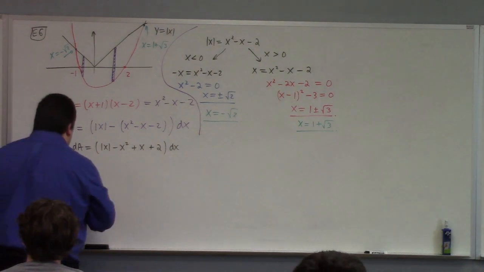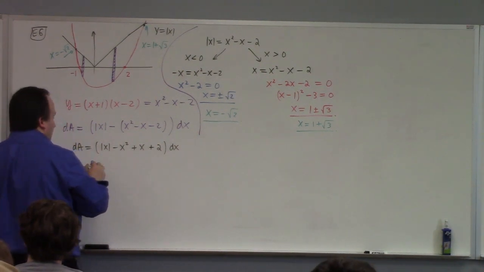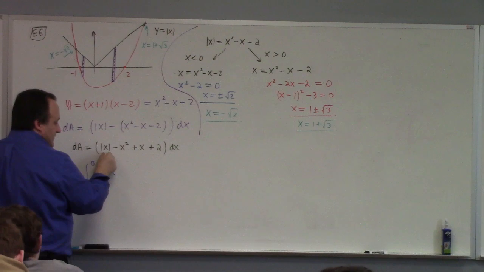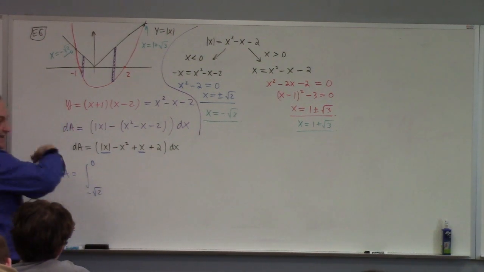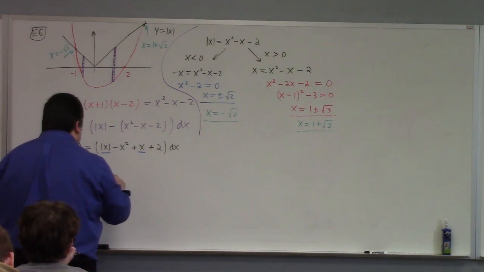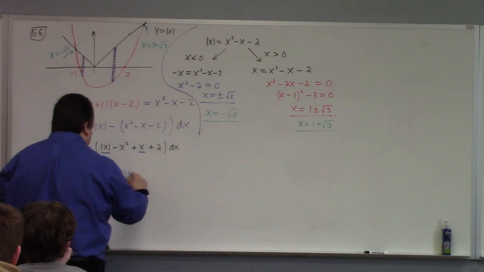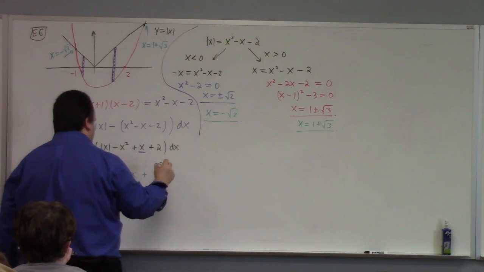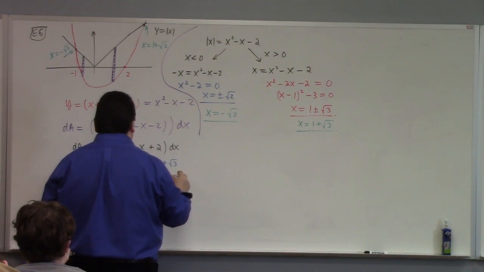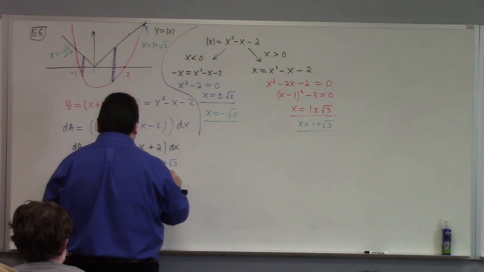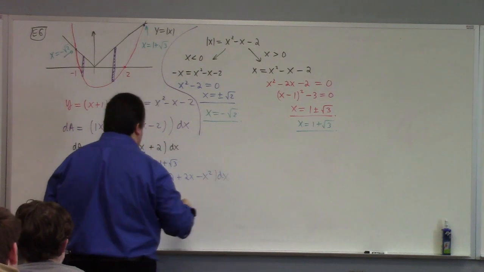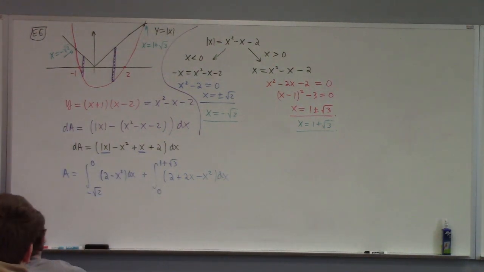So we've got the integral from minus the square root of 2 to 0. Think about this. When absolute value of x is equal to minus x, what happens here? These two, see that? These guys, they just cancel out. And we're just left with 2 minus x squared, yeah? And then we've got plus the integral from 0 to 1 plus the square root of 3 times what? Well, times 2 plus 2x minus x squared dx. All right?